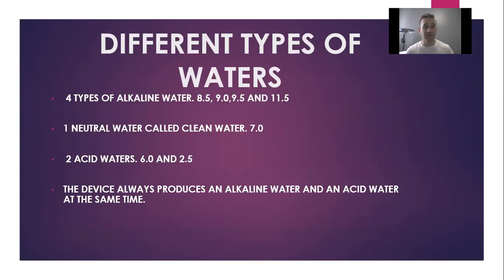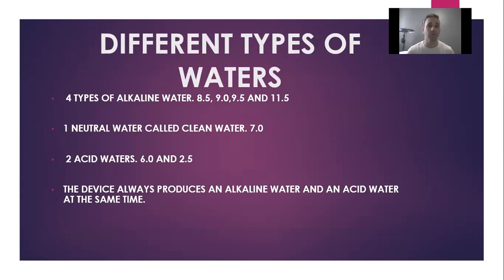When you are producing neutral water, you're going to have a pH of 7 coming out of both hoses, okay? Because it's going to equal 14. And when you make the strong Kangen water 11.5, which is going to be coming out of the alkaline hose, you are going to be producing the 2.5 acid water at the same time.